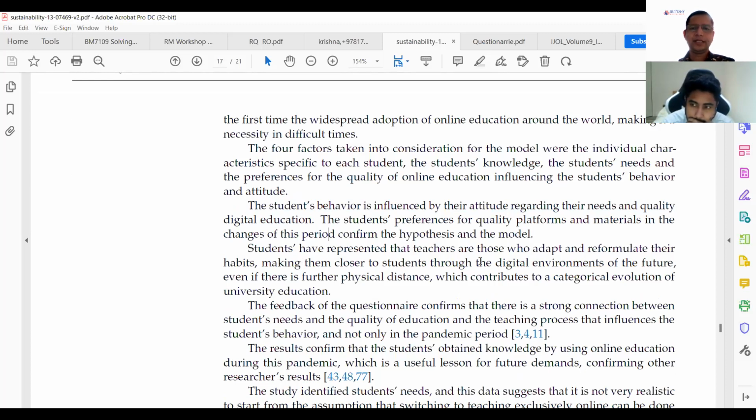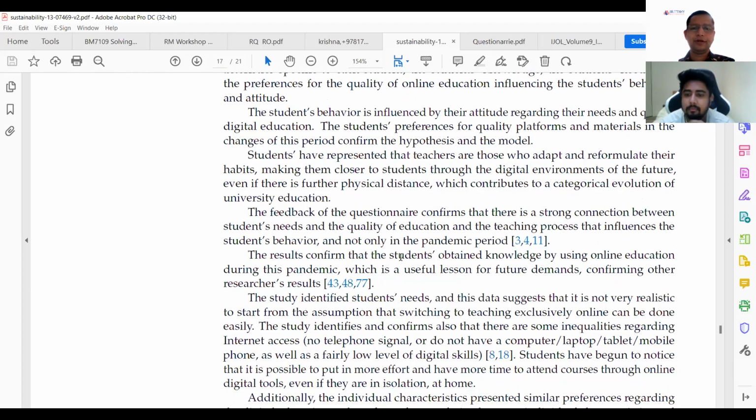Students and teachers both adapt and reformulate their habits, making them closer to the student. You see, teachers need to upgrade, because some of them were not trained before on the new technology or new platforms. So the result confirmed that the students obtained knowledge by using online education during the pandemic, which is a useful lesson for their demands, confirming other researchers' results. So adoption of digital education in Romania at that university was successful. We can conclude that way. So this is one article.